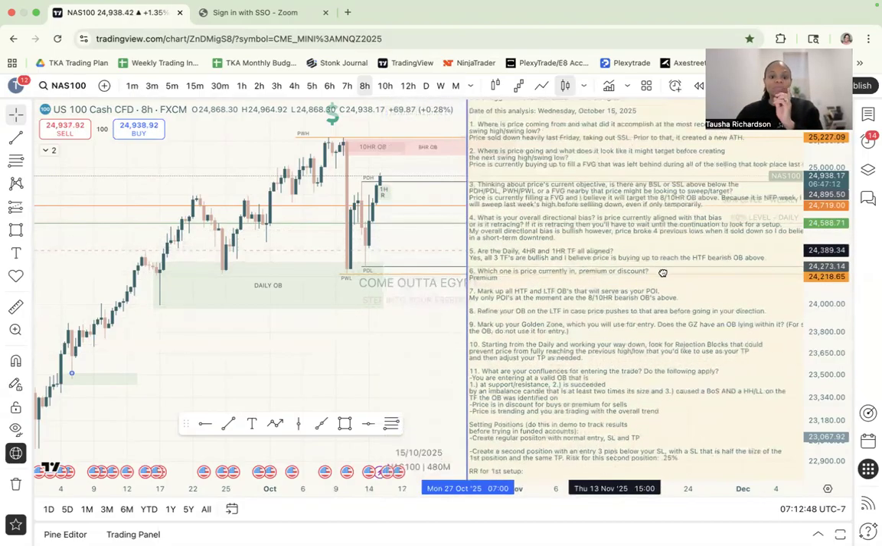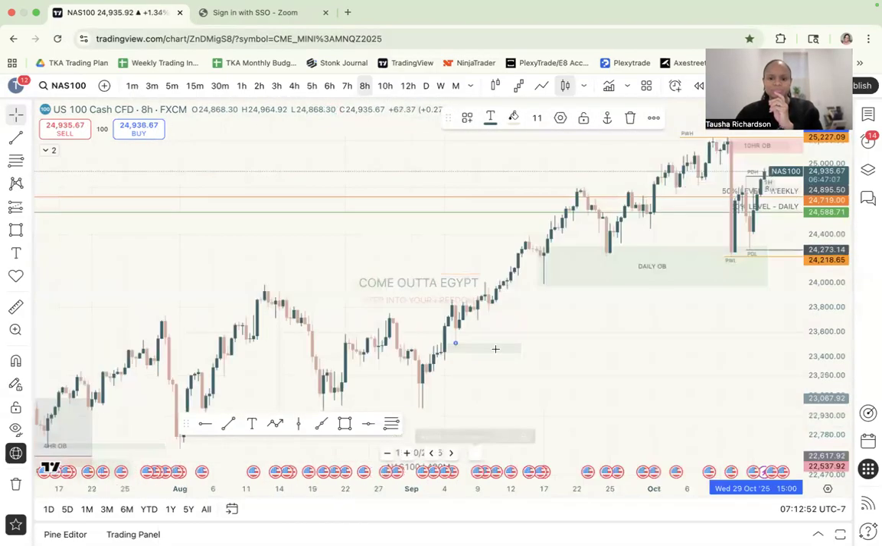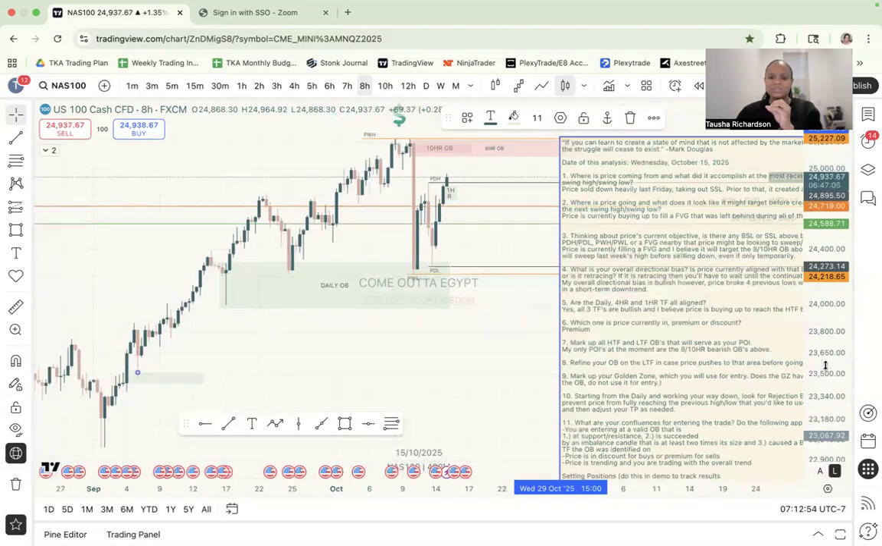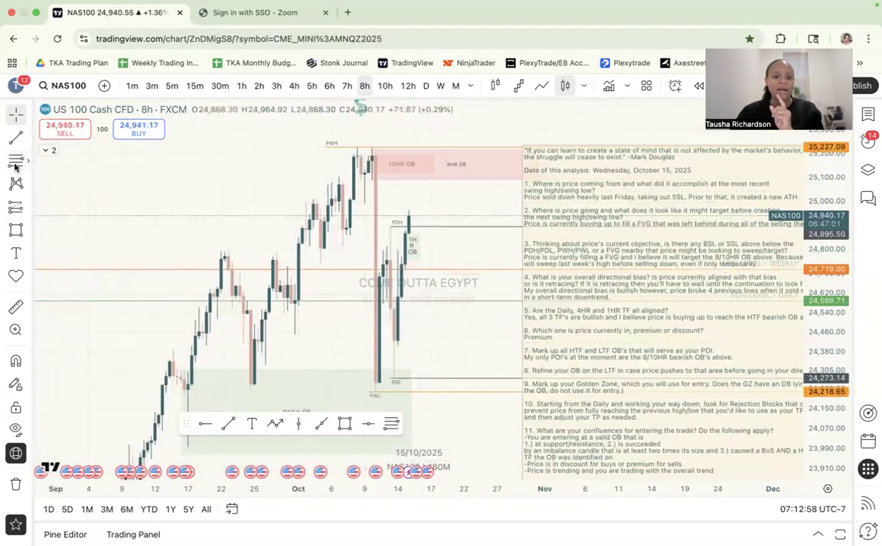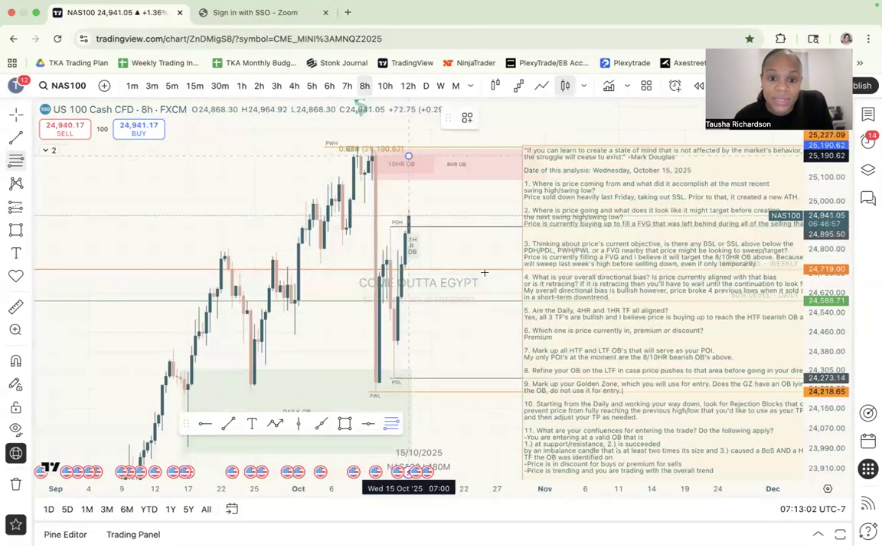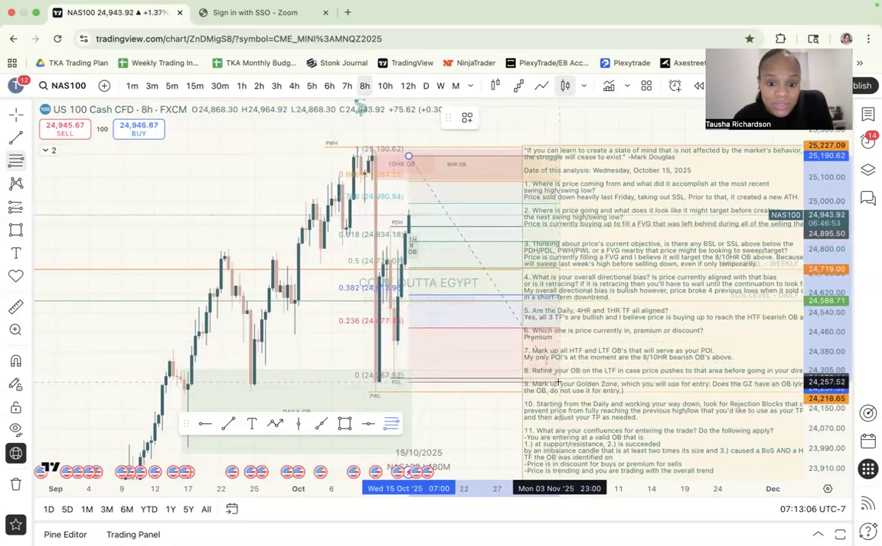Now we're going to mark up our golden zone. And I would say my golden zone is not as strong for sells as it is for buys, but I still like to be mindful of where that area is, because sometimes price will still react to it before selling down.